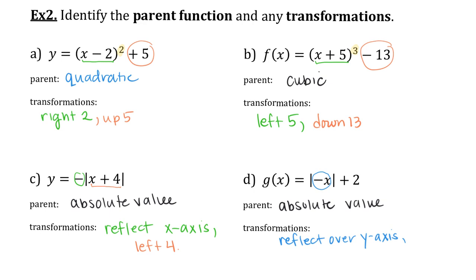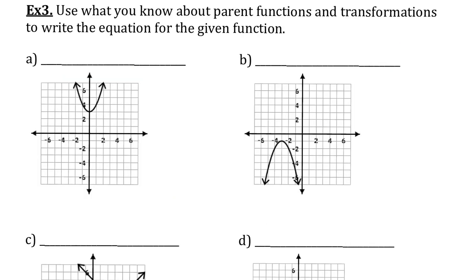Okay, and then what do we have? Then we have the plus 2 at the end, which means it's going up 2. Okay, and you do want to say it reflects it and then it moves it up, because it will change the graph if you do it in a different order. So reflect, then move it.